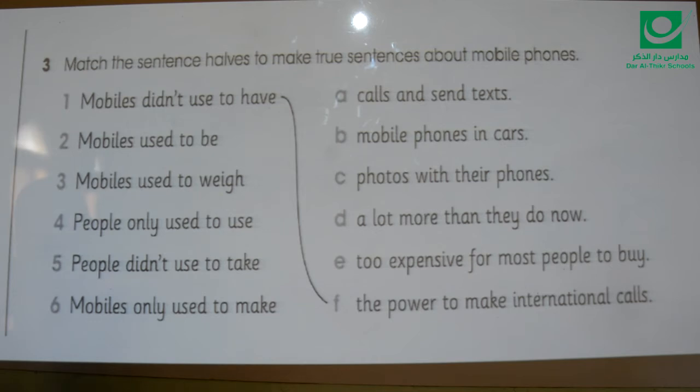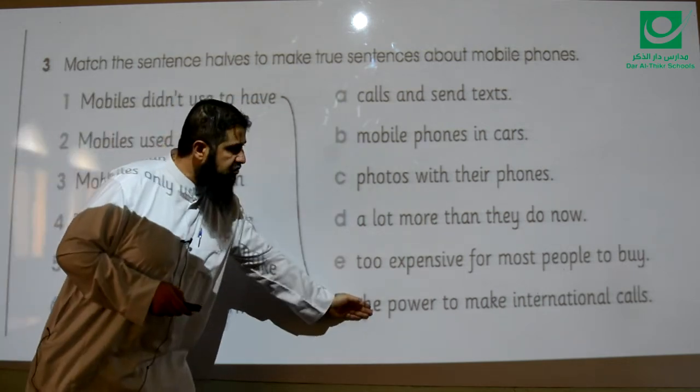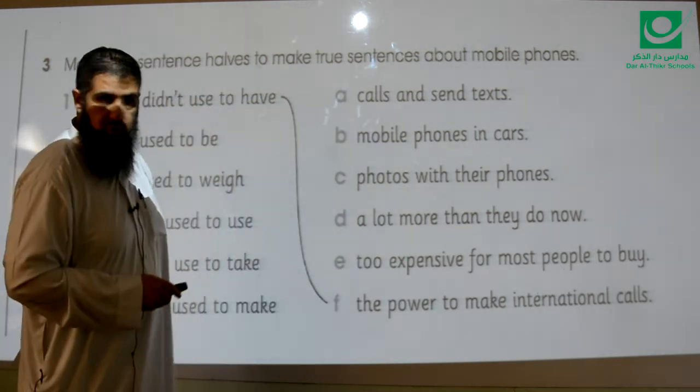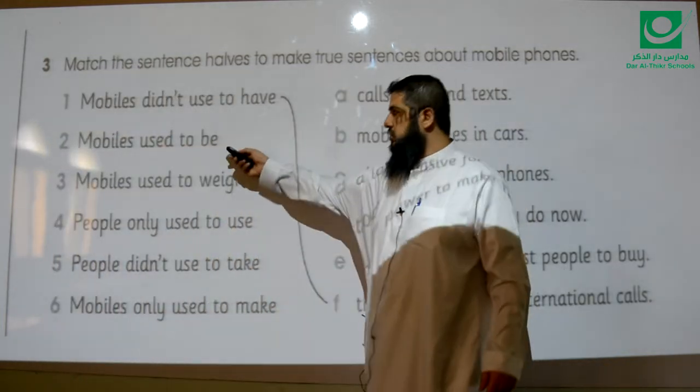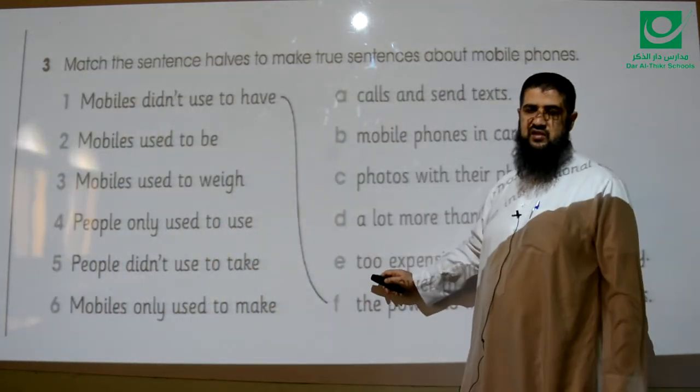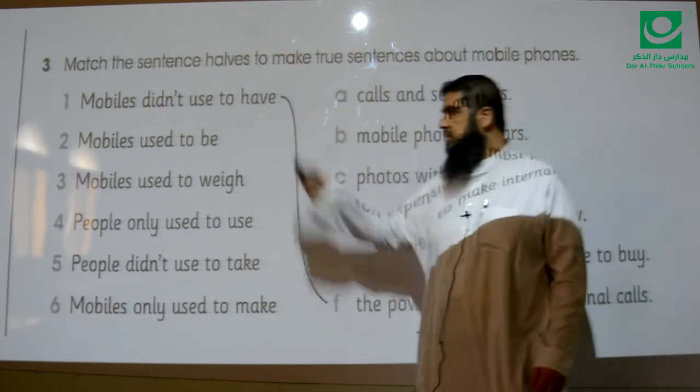Match the sentence halves to make true sentences about mobile phones. As you can see, the first one is done. Mobiles didn't used to have the power to make international calls. Now, students, again, I ask you to match the sentence halves before, let's say, and compare your answers with mine.